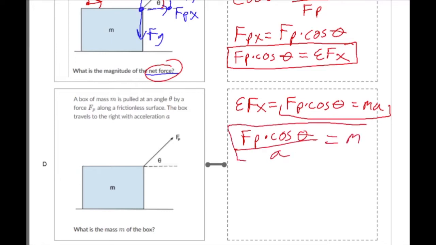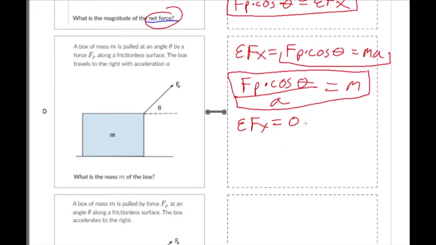We have to use the x net force because the net force in the y direction is just 0. Since this is 0, we can't use this equation because we're going to find out that 0 equals mass times acceleration. Well, if we were to solve for mass, 0 divided by a is still just 0. And we can't have 0 mass, so that doesn't make sense. We have to use the net force in the x direction to solve for the mass of our object.